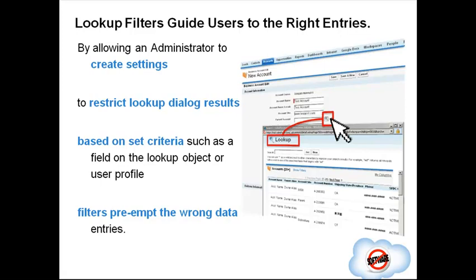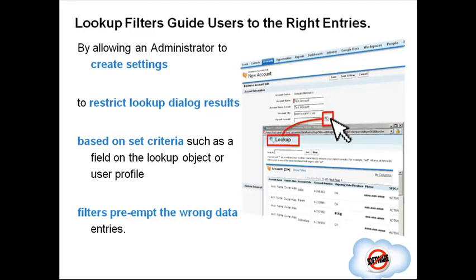So they're not even getting results that aren't valid. They can only pick valid results. All right, so that's really going to increase their user productivity. The second difference is that it is based on some criteria that you define as the administrator, but the criteria is defined with a filter, not a formula.